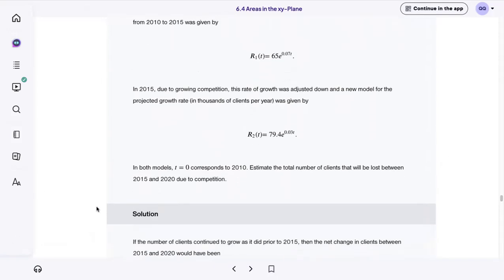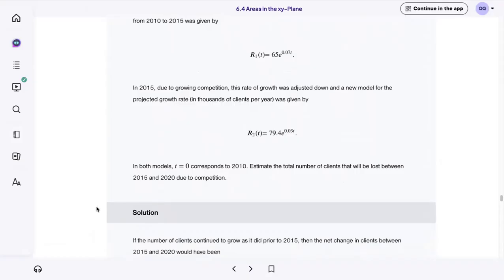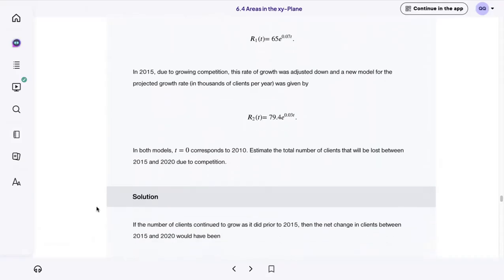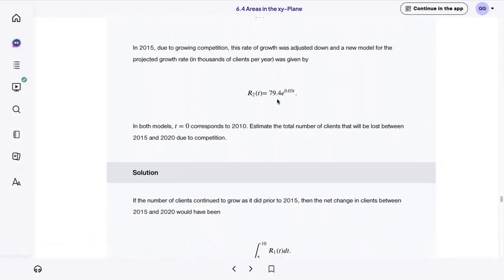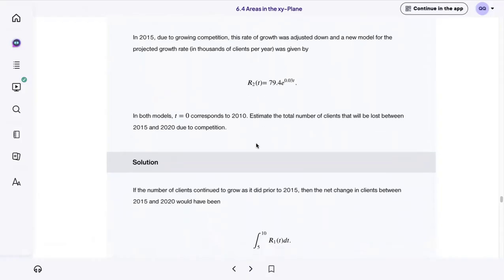In 2015, due to growing competition, this rate of growth was adjusted down and a new model is given: 79.4 e raised to 0.03t. We see the k value is changed. Also, the initial value is changed. In both models, t equals 0 corresponds to 2010. Estimate the total number of clients that will be lost between 2015 and 2020 due to the competition. So we need to compute both of them, then subtract.